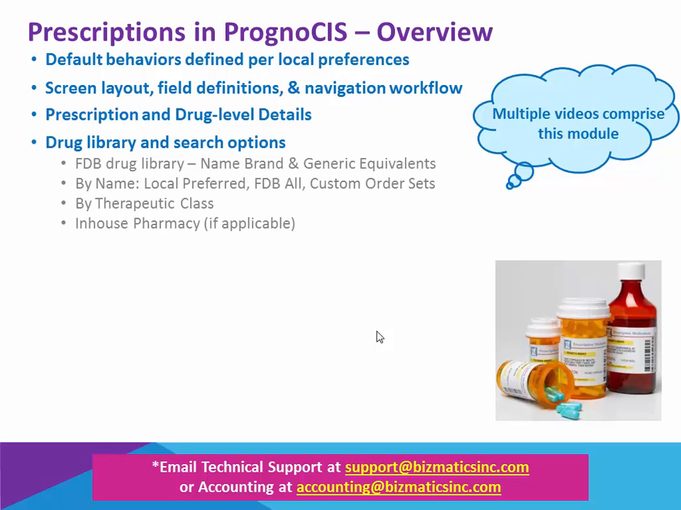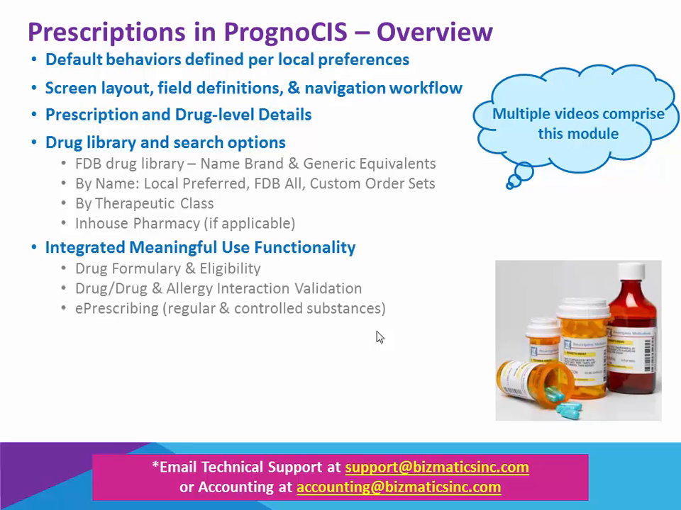Our prescription module includes the First Databank National Drug Library as its standard search. This includes name brand and generic equivalents. In addition, Prognosis provides you various search options such as by name, locally preferred lists, or custom order sets by therapeutic class of the medication, and in-house pharmacy.